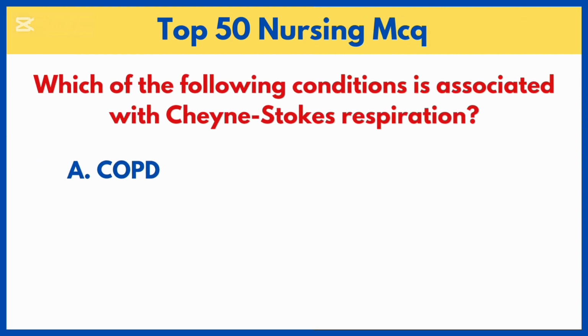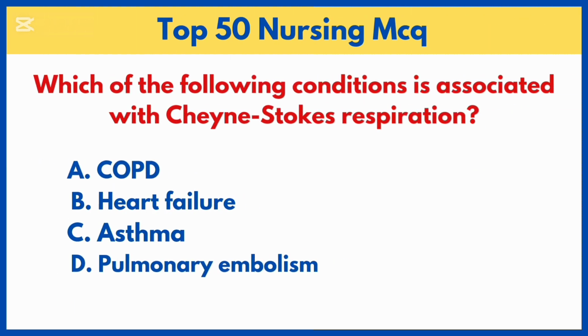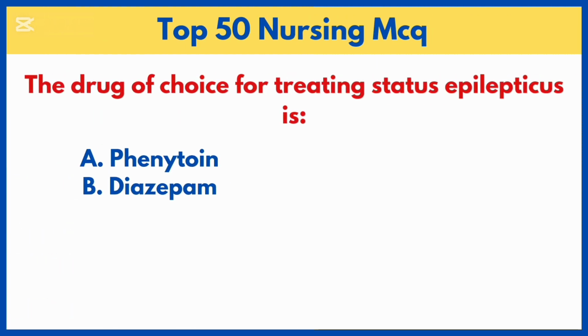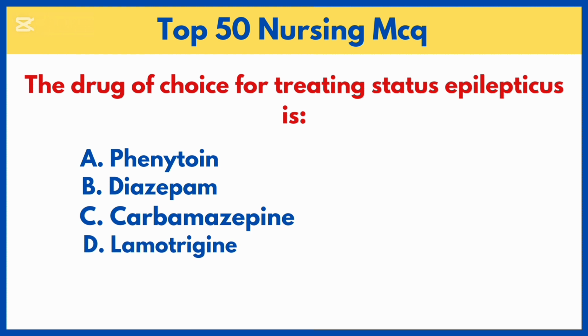Which of the following conditions is associated with Cheyne-Stokes respiration? Correct answer is option B. Heart failure. The drug of choice for treating status epilepticus is. Correct answer is option B. Diazepam.